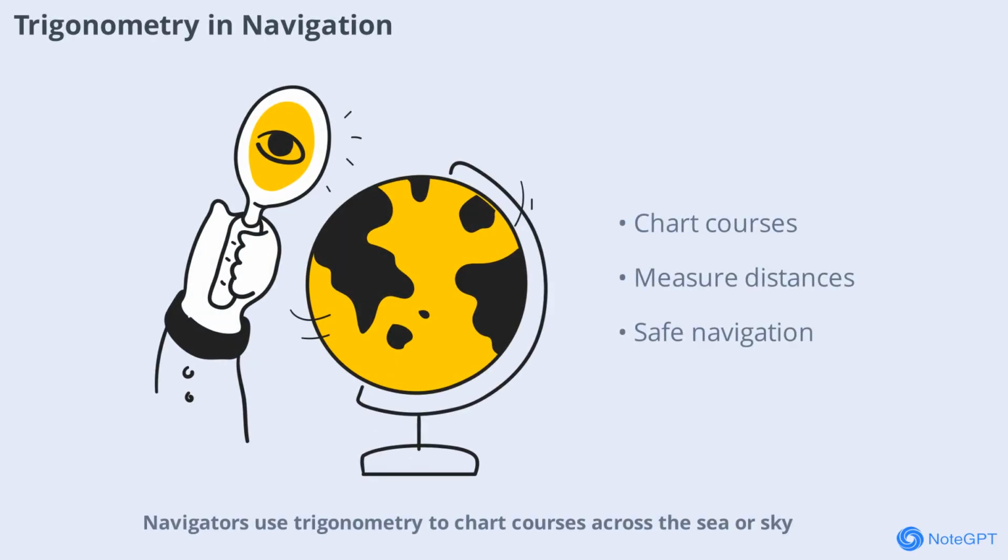Navigators use trigonometry to chart courses across the sea or sky. By measuring angles and distances, they can determine their exact position and plot the safest route. Trigonometry has been vital for explorers and travelers throughout history.